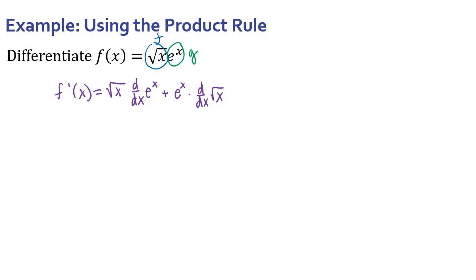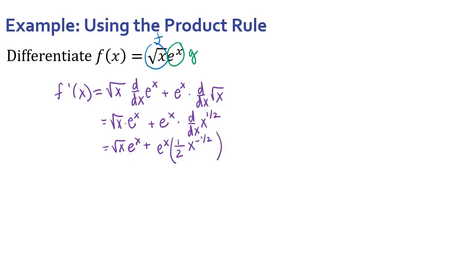Okay, so this becomes the square root of x. The derivative of e to the x is x e to the x plus e to the x. I can rewrite this as a power, x to the 1/2. When I do the derivative rules, I'm going to get 1/2 times x to the 1/2 minus 1, which is negative 1/2.